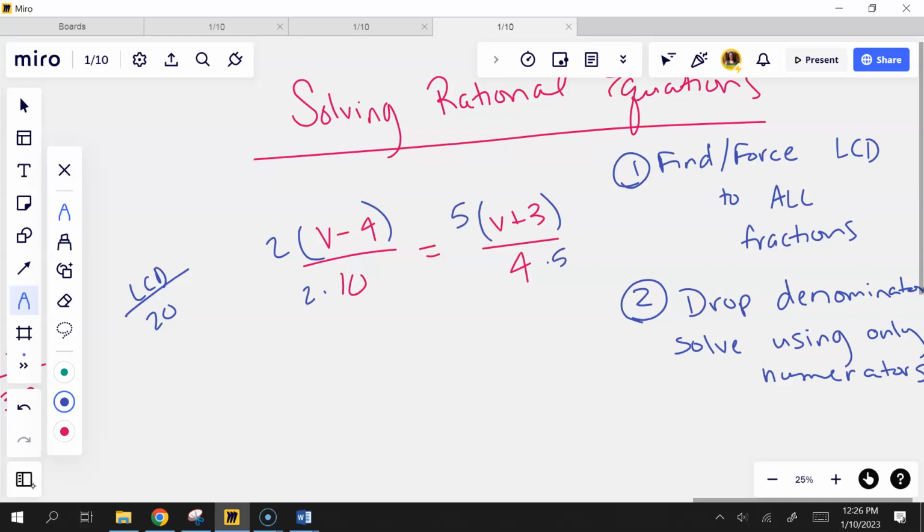Now because the bottoms are exactly the same, they're both 20, right? I can just forget them and look at the top. 2 times v minus 4 equals 5 times v plus 3. I know y'all can solve that. That's a linear equation. It's that easy.